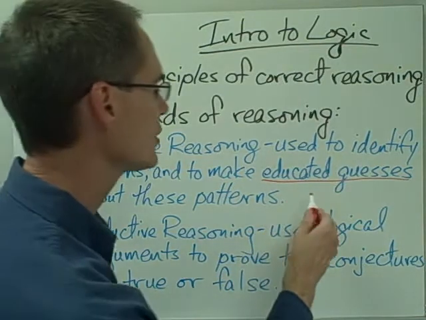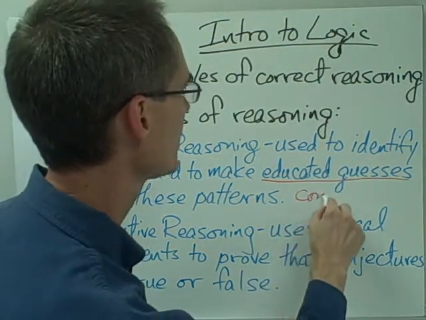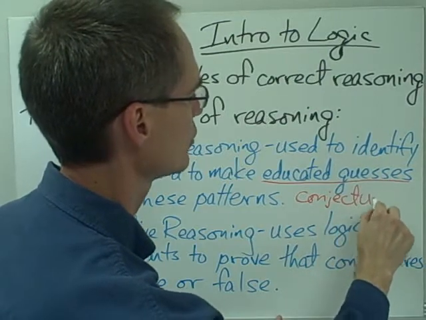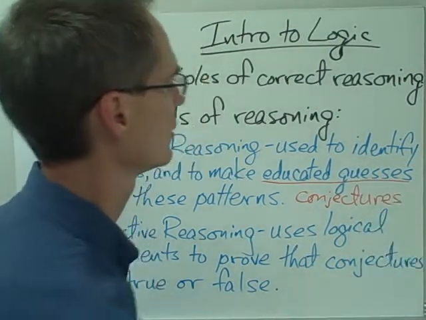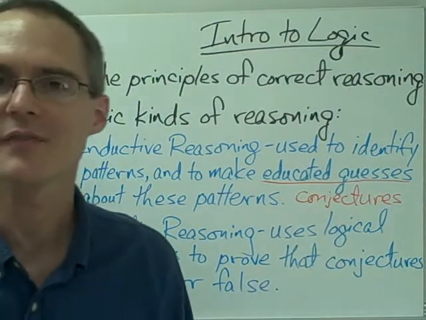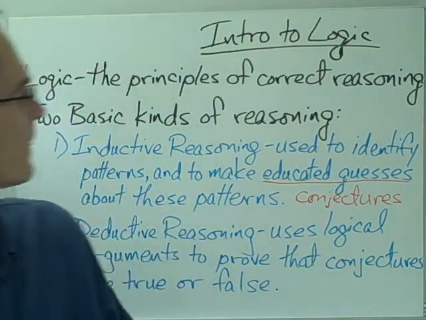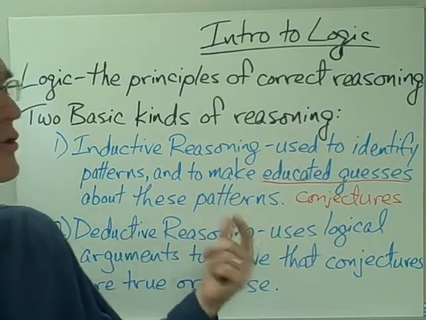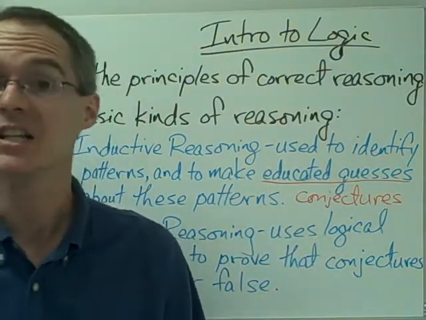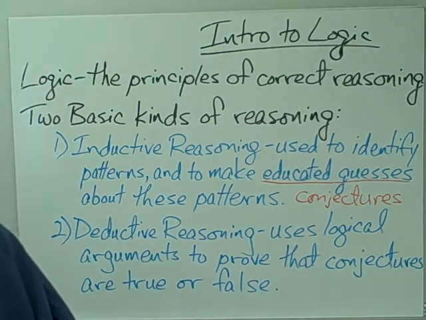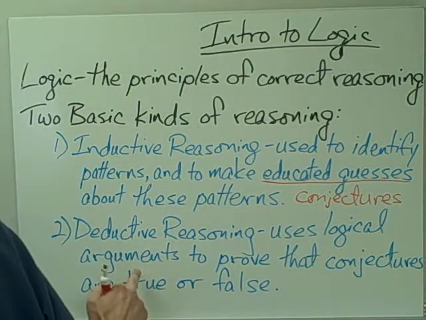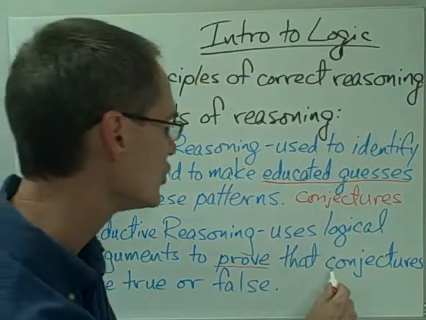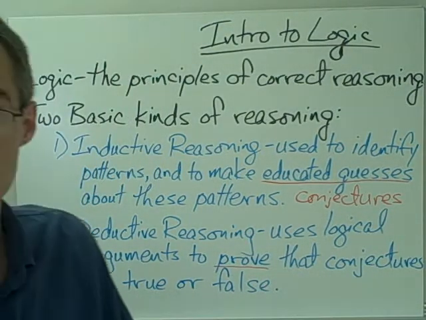Inductive reasoning is used to identify patterns and to make educated guesses about these patterns. When we talk about educated guesses, we're going to use this word conjecture. So conjecture is just a fancy word for educated guess. Anytime you're involved in making guesses about patterns, you're engaging in inductive reasoning. Deductive reasoning, on the other hand, uses logical arguments to prove that conjectures are true or false.